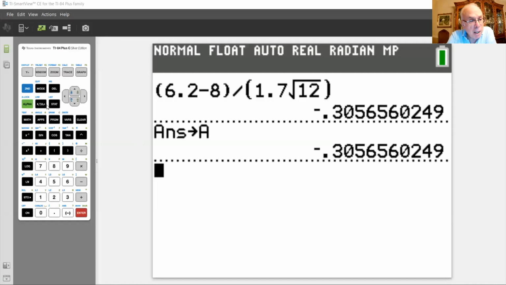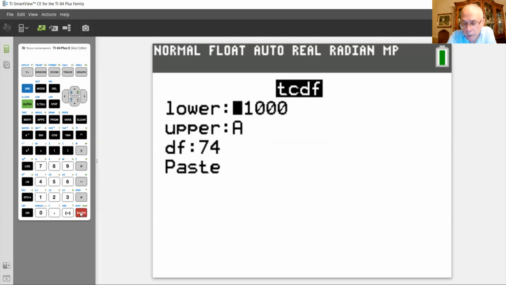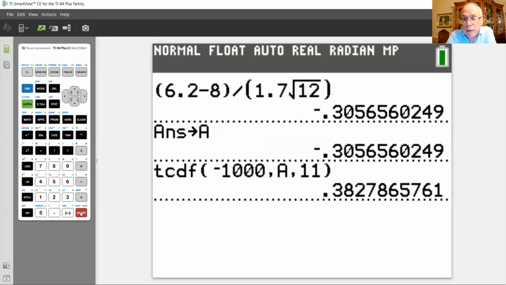Okay, and so we're going to do, again, TCDF. It is the alternative hypothesis that mu is less than 8, so we're going to do a left tail test, just like it's set up here. Negative 1,000 for the lower bound, then alpha A, where we have our test statistic stored. And our degrees of freedom is going to be 11, because we had a sample size of 12. There's our p-value. Very big p-value, 0.3827.